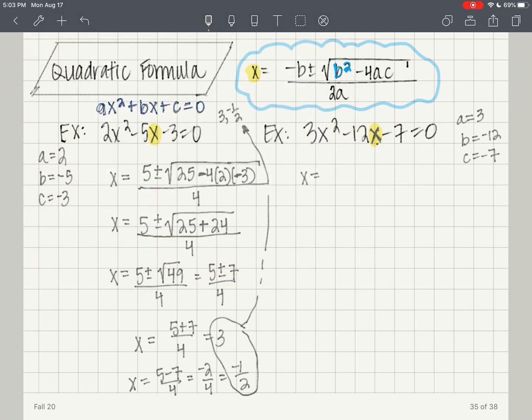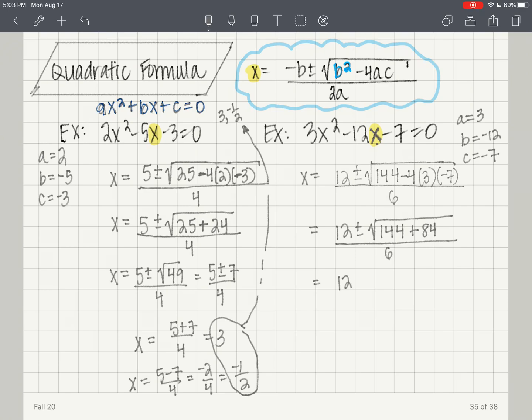So x equals the opposite of b plus or minus the square root of b squared, which is 144, minus 4ac, all over 2a, which is 2 times 3, which is 6. So 12 plus or minus the square root of 144, again, we'll have a positive. A negative times a negative is a positive. 12 times 7 is 84. That's all over 6. 12 plus or minus the square root of 144 plus 84 is 228.